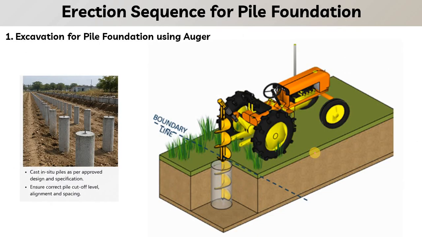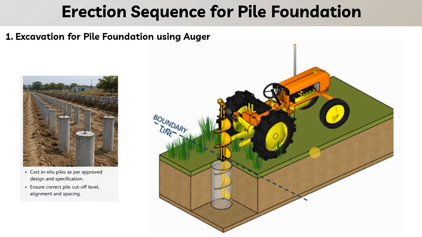Now let us understand the erection sequence for both types. First we will go with the pile foundation. In the case of pile foundation, the first thing is that the auger will be used to drill a hole into the ground, and then all the dug soil will be removed using the auger, and then the reinforcement will be lowered into the pit, and then the concrete will be done. This process is known as the cast in situ process.